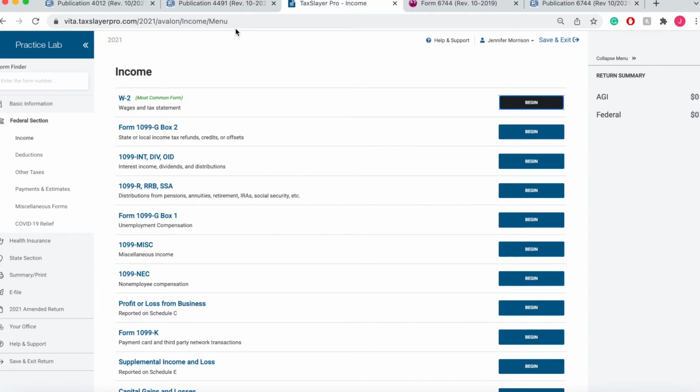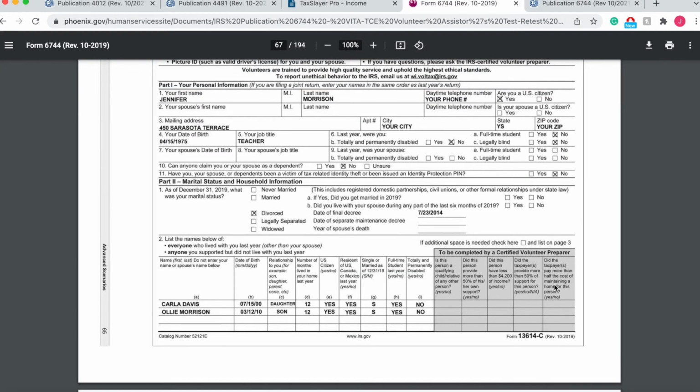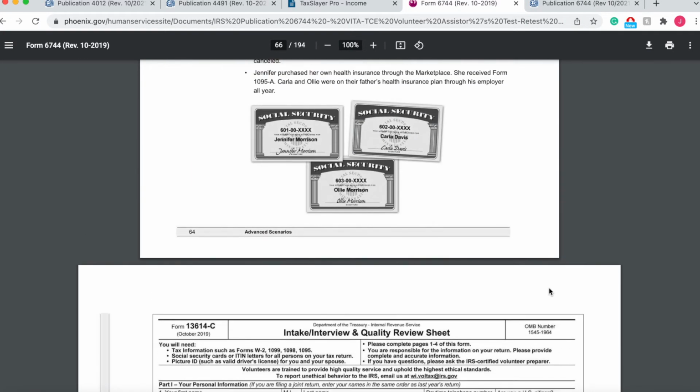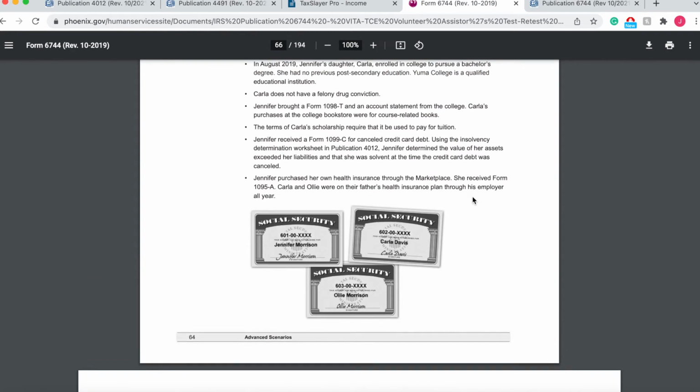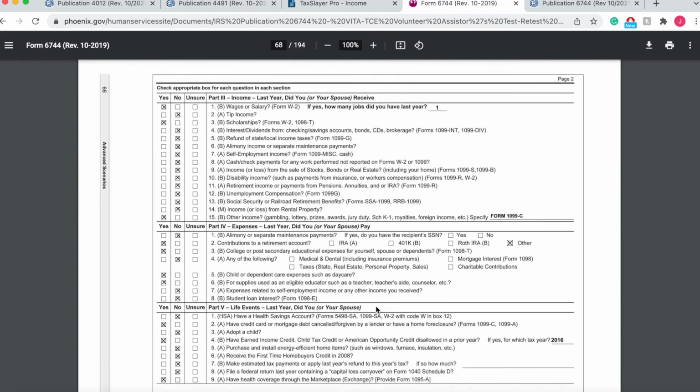And so now we have something that I'm actually going to be able to work with. So we're going to come back here to the form. We filled out the dependents, the filing status, and some other basic information. It's time that we move on to the actual income section.